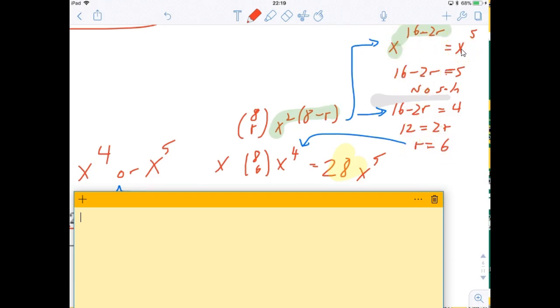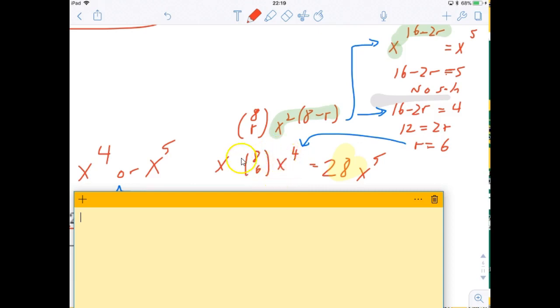Then we go back to the general term and say, okay, we know that r equals 6. Let's put r equals 6 here. What do we get? 8 choose 6 times x squared to the 8 minus 6, which is 2. 2 times 2 is 4. So we get x to the fourth. So we get 8 choose 6 times x to the fourth.